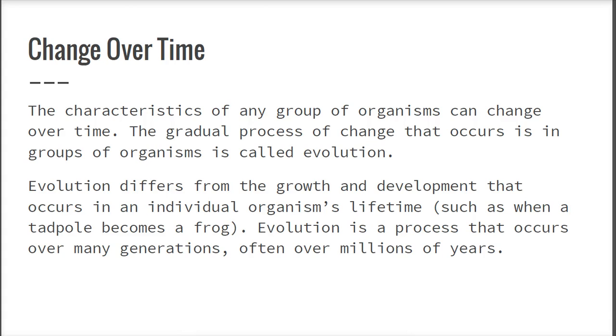Change over time. The characteristics of any group of organisms can change over time. The gradual process of change that occurs in groups of organisms is called evolution. Evolution differs from growth and development that occurs in an individual organism's lifetime, such as when a tadpole becomes a frog. Evolution is a process that occurs over many generations, over millions of years.